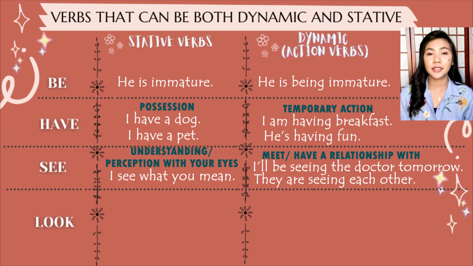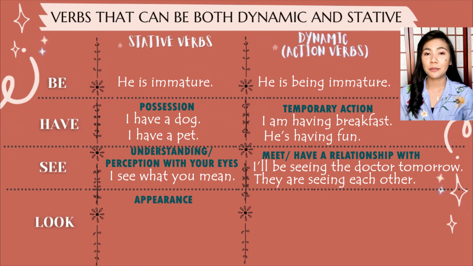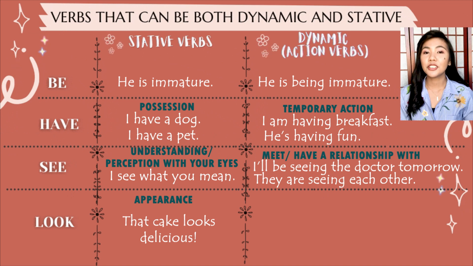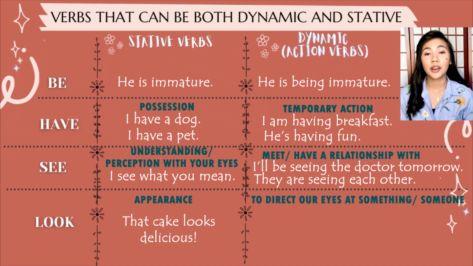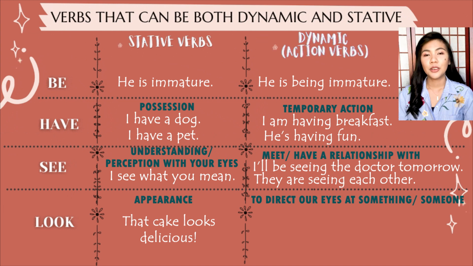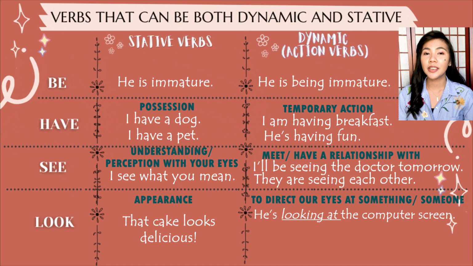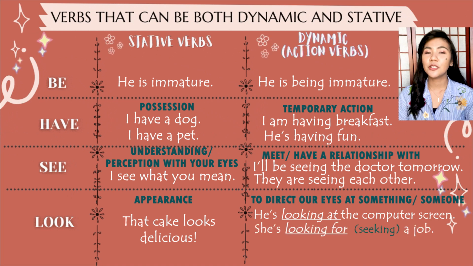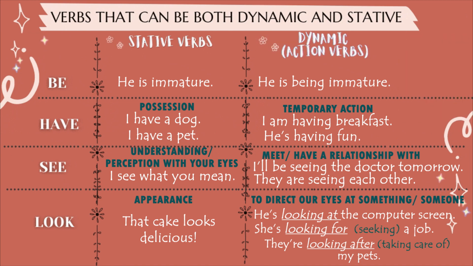Another verb is look. As a stative verb, it means appearance. For example, that cake looks delicious. As an action verb, we use it when we're directing our eyes at something or someone. We usually use the phrasal verbs. For example, he's looking at the computer screen. She's looking for a job, or they're looking after my pets.